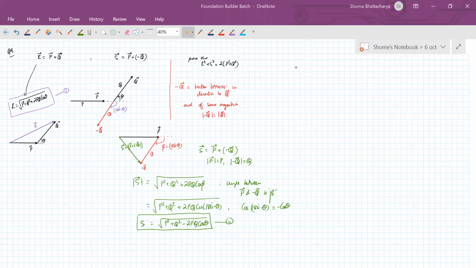So if you take equation 1 and square it, you're getting R square is equal to p square plus q square plus 2pq cos theta. Whereas if you take equation 2 and square it, you are getting S square is p square plus q square minus 2pq cos theta. So now just add these two equations. On the left hand side you will get R square plus S square, and on the right hand side you will just get 2 times p square plus q square, hence proved.